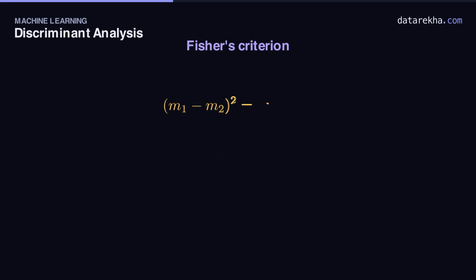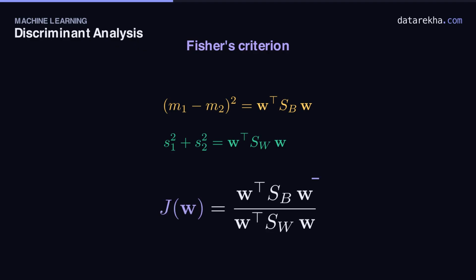Here is why those matrices are the right ones. Project them along W and the algebra is clean. The squared gap between projected means is W transpose S_B W. The total projected spread is W transpose S_W W. So we form their ratio. And this is Fisher's criterion. Big gap on top, small spread on the bottom. LDA chooses the W that makes this ratio as large as it possibly can.